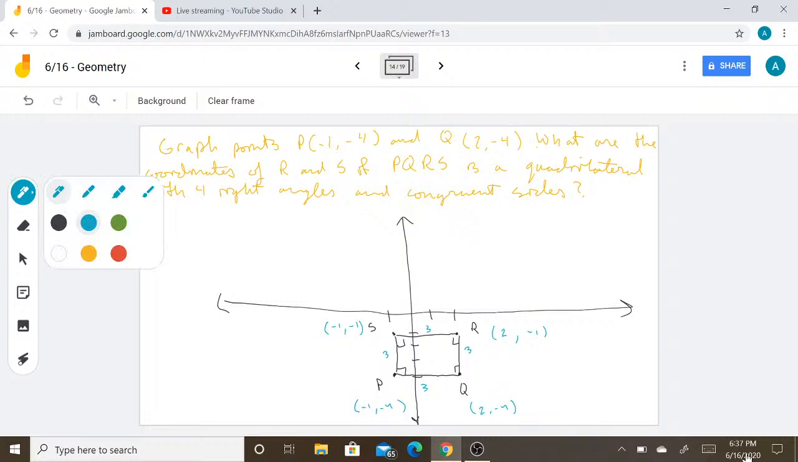We could have also plotted points 3 units below P and Q. 1, 2, 3. And these could have also been the coordinates for S and R.